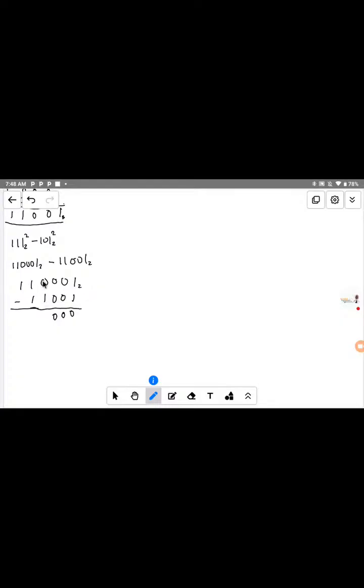Again, subtracting 1 from 0 is not possible, so you borrow 1 from this part. When you borrow 1 from this part, this one becomes 1 0. The one you borrow will be added to this 0 here. Note, when you borrow 1 in base 2, the one you borrow automatically becomes 2. If the base you are working towards is base 3, the one you borrow automatically becomes 3. Now the one we borrow from this place will become 2 because I'm working towards base 2.